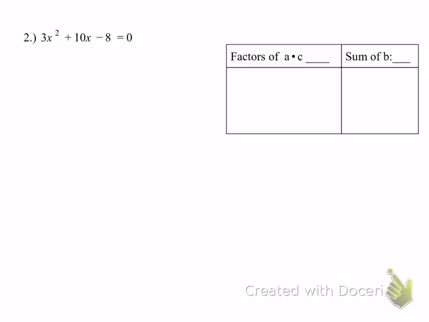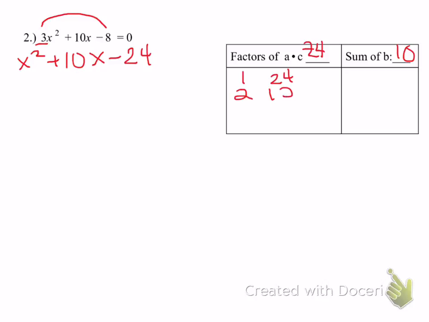All right, this second one, again, I have a coefficient of 3, so I need to get rid of it by multiplying. So I'm doing 3 times -8. That gives me x squared plus 10x minus 24. So I need to find factors of -24 that get me 10. Numbers that multiply to 24: we've got 1 and 24, 2 and 12, 3 and 8, 4 and 6.